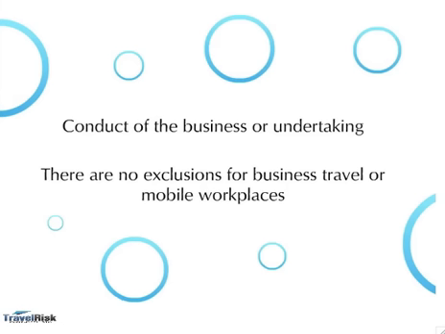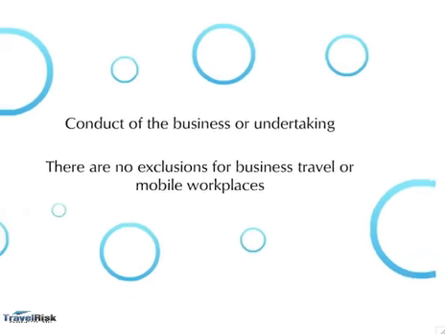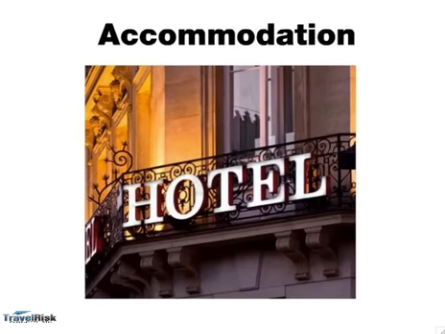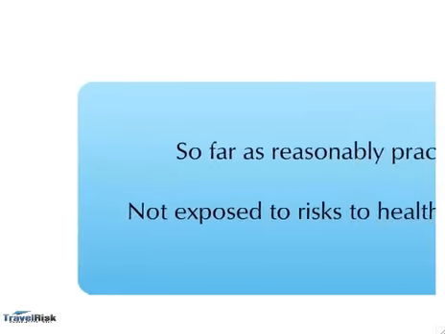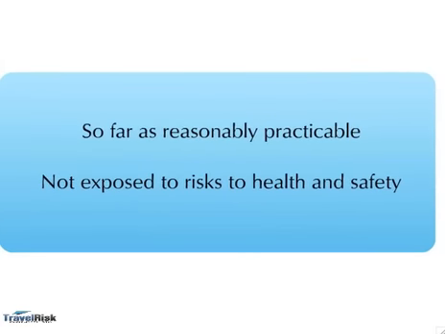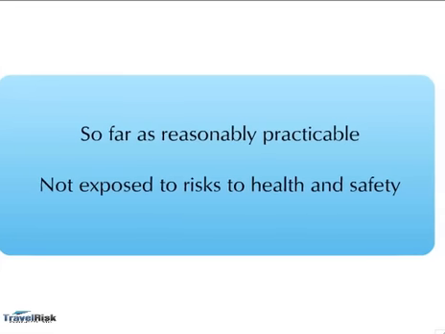There are no exclusions for business travel or mobile workplaces. Additionally, if the PCBU has accommodation that they must manage or control for the purposes of worker occupancy because other accommodation is not reasonably available, the PCBU must, so far as reasonably practicable, maintain the premises so that the worker or workers occupying the premises are not exposed to the risks associated with health and safety threats.